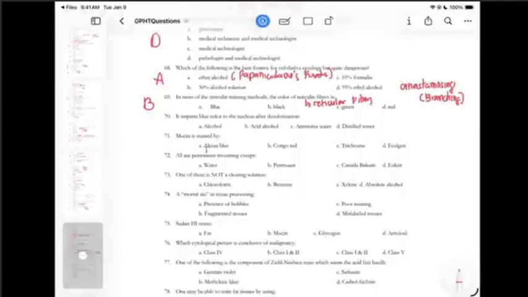Letter B. Number 70, what imparts a blue color to the nucleus after decolorization? So this is the use of the bluing agent such as ammonia water. Letter C. Acid alcohol, that's a decolorizer. 70, letter C. 71, mucins. No, mucins, these are carbohydrates. So these are also known as your acid mucins or acid mucopolysaccharides. And mga acid mucopolysaccharides or mucins can be demonstrated using Alcian blue.